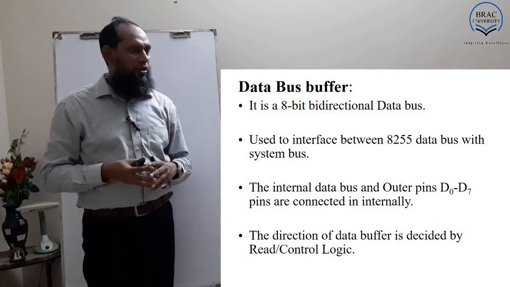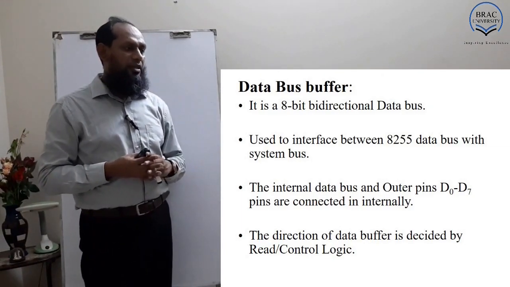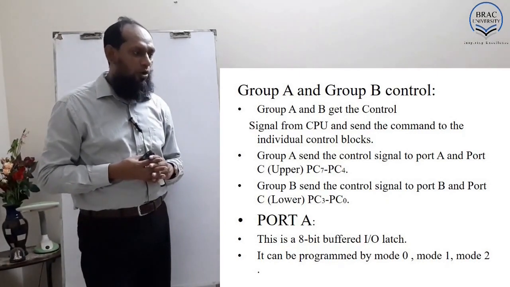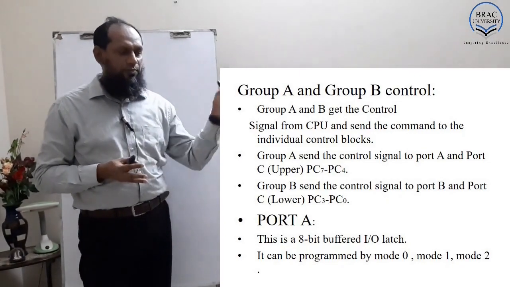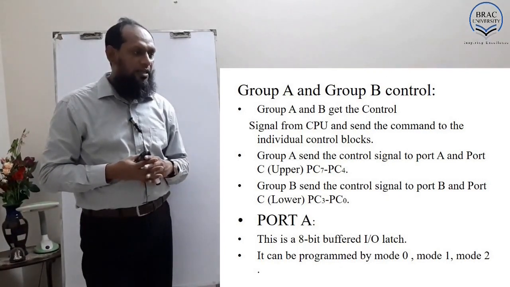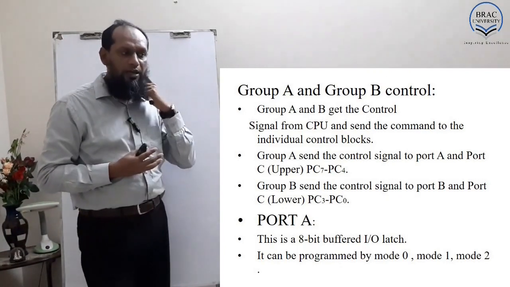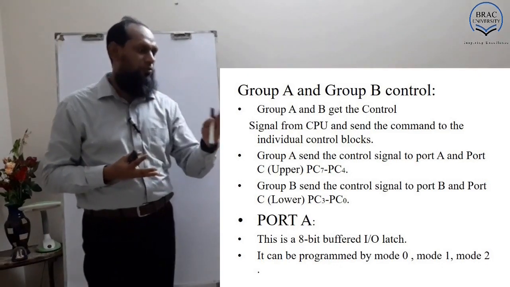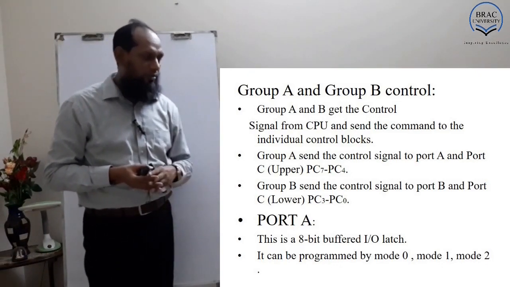Now group A and B get the control signal from the CPU and send the command to the individual control blocks. This is the description of that block diagram. Group A sends the control signal to port A and port C upper, and group B sends the control signal to port B and port C lower, as I told you on that slide.